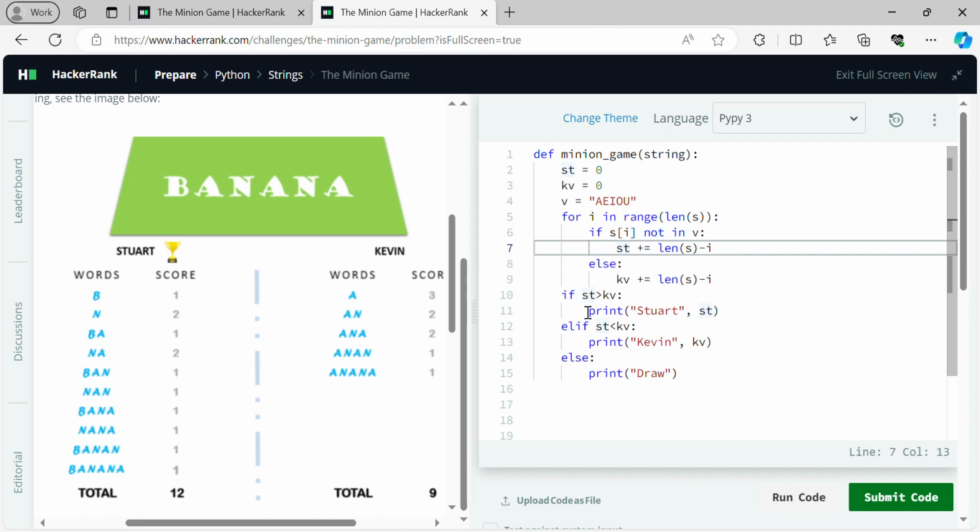Here for the output only I am writing the condition. If Stuart's ST score is greater than Kevin's, then I need to print Stuart and his score. If Stuart's score is less than KV, I need to print Kevin and his score. If both scores are equal, then I need to print draw.